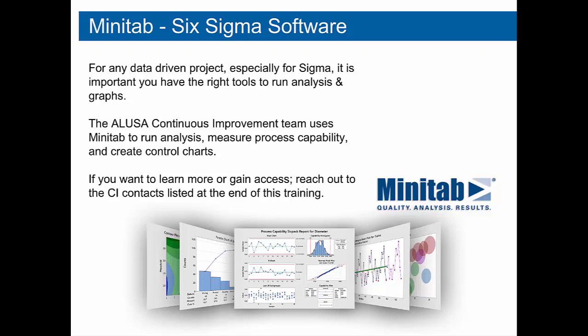When performing analyses and calculations for a data-driven project, it's important that you have the right tools to get the right analyses and the right graphs. The software program that we use here in the ALUSA Continuous Improvement team to run these analyses, measure process capabilities, and create control charts is Minitab, which is a Six Sigma software. To learn more about how to use Minitab, reach out to any one of the CI contacts listed at the end of this training.